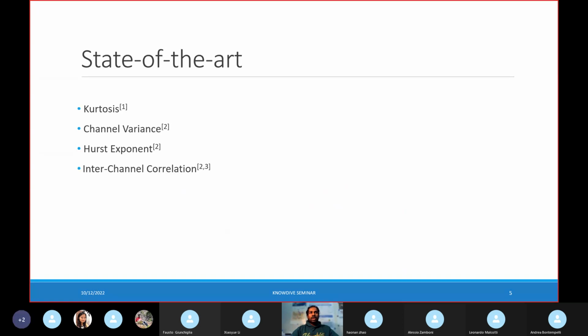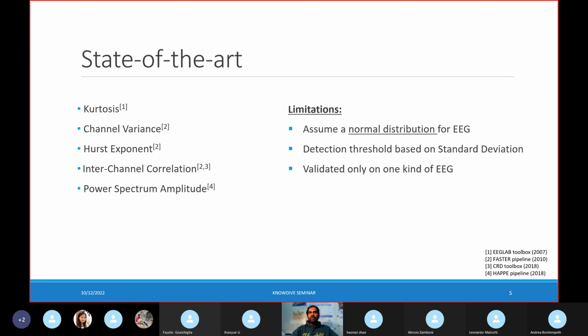Then the interchannel correlation, which measures the spatial correlation between the channels that are closest to each other. Then there is a measure called power spectrum amplitude, which is computed in the frequency domain after transforming the data using Fourier analysis or periodogram analysis. All these measures have been used in different pipelines that are widely cited in EEG research. However, there are some limitations with these measures.